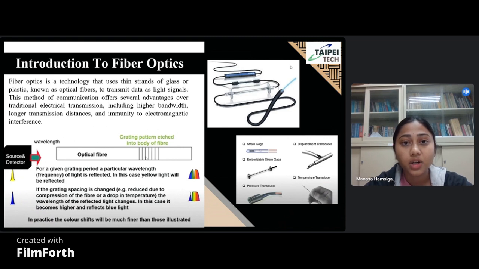This fiber optic sensor works on the principle of fiber Bragg grating. A fiber Bragg grating is a segment of optical fiber that has a periodic variation in the refractive index of the fiber's core, and the variation creates a grating effect which is similar to a Bragg mirror.